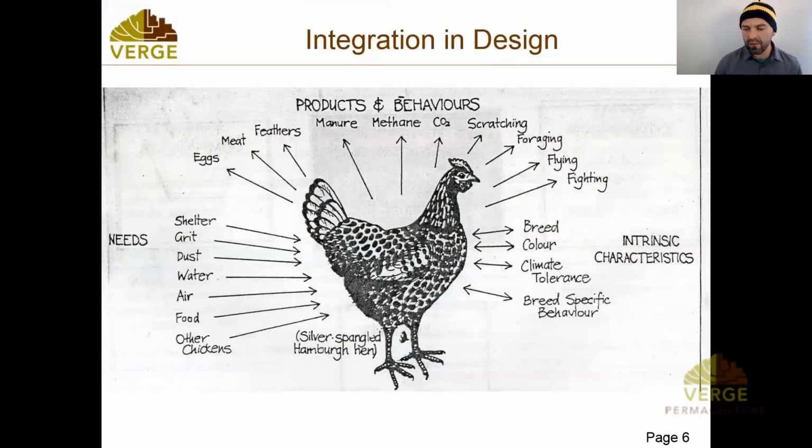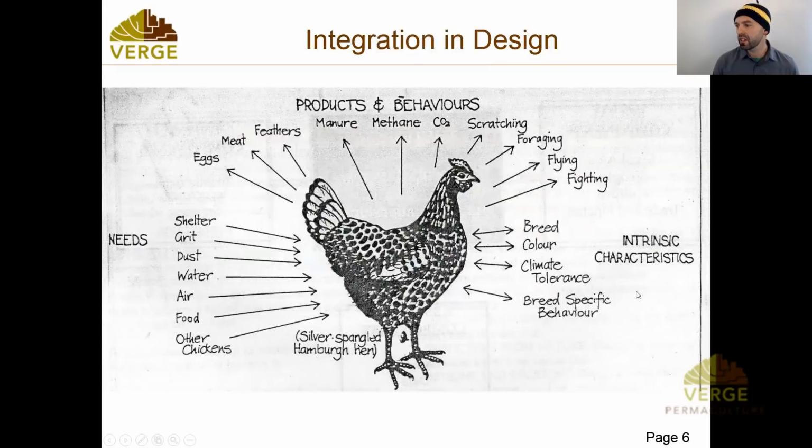This is the piece of the workshop that I find most, not just entertaining, but interesting. Within every element, we can define that element's needs, and its yields, its products or behaviors, and its intrinsic characteristics. The needs are basically, what does that element need in order to thrive or survive or function properly? Its products or behaviors are what it produces as a result of it being.